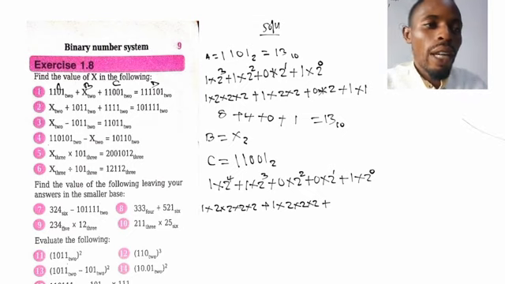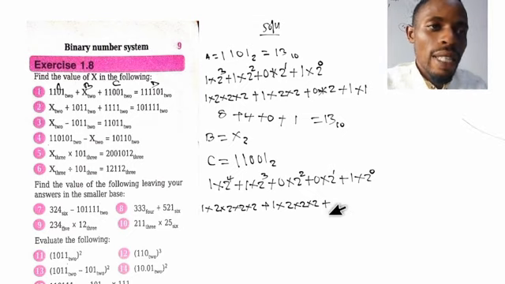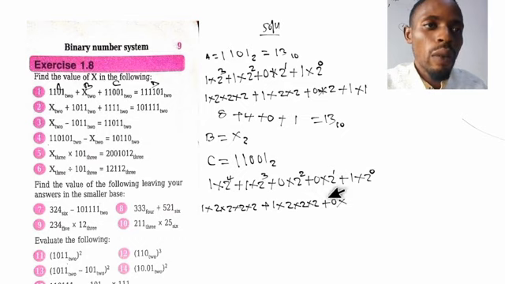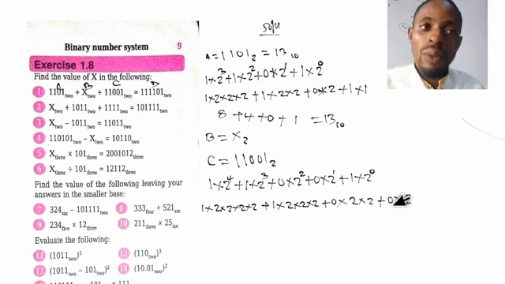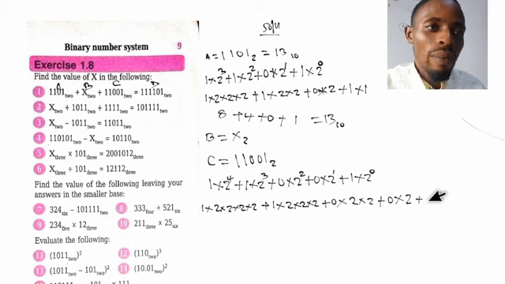Now the next one, let's dive into it. We are at 2 raised to the power of 3. The next one is 0 multiplied by 2 raised to the power of 2, that is 2 multiplied by itself 2 times, 2 times 2, plus the next one, 0 multiplied by 2 raised to the power of 1, that is 2 multiplied by itself 1 time. The next one is 1 multiplied by 2 raised to the power of 0, and 2 raised to the power of 0 is equal to 1, so we have 1.